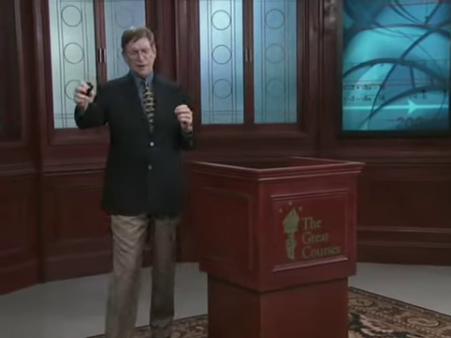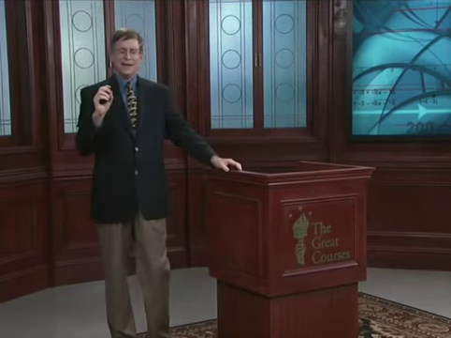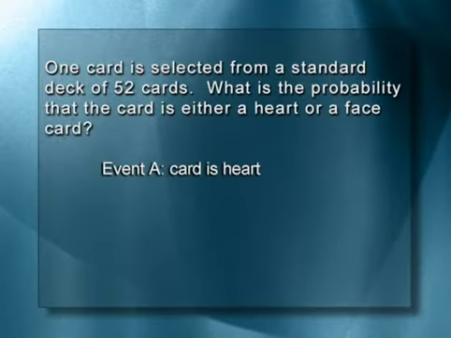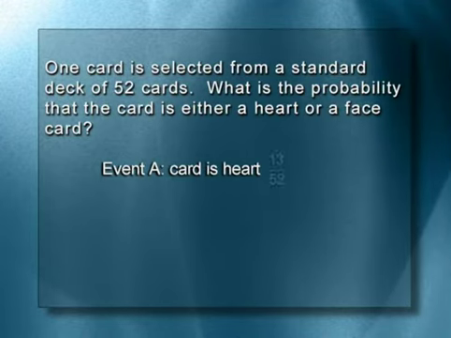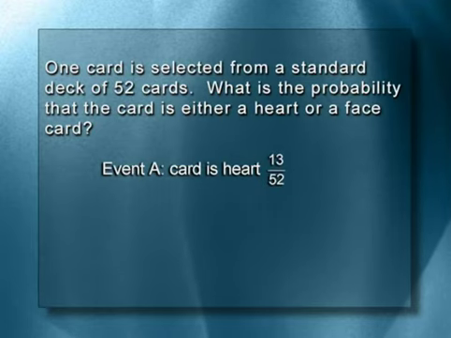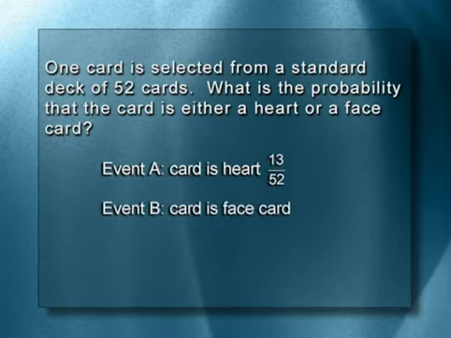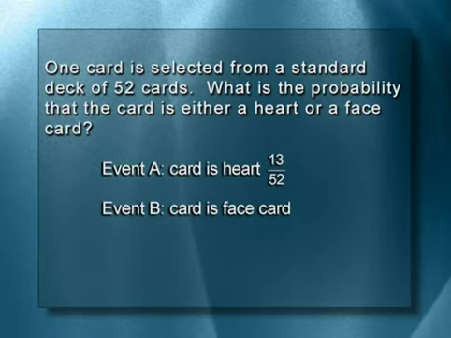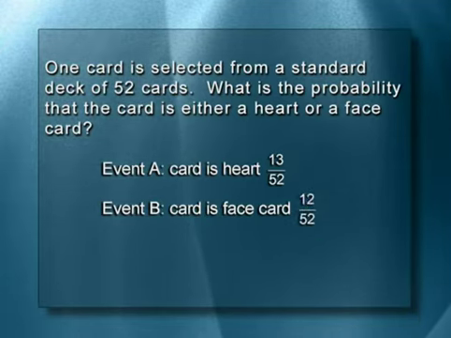We go to our deck of cards, pick out a card. What's the probability it's a heart or a face card? Okay, so let's pin down the notation. Let's let event A be that the card is a heart. And that probability is 13 out of 52. There are 13 hearts in our deck. Let's call event B that the card is a face card. Now, how many face cards are there? There are 4 jacks, 4 queens, 4 kings. There are 12 face cards. So that's 12 out of 52.